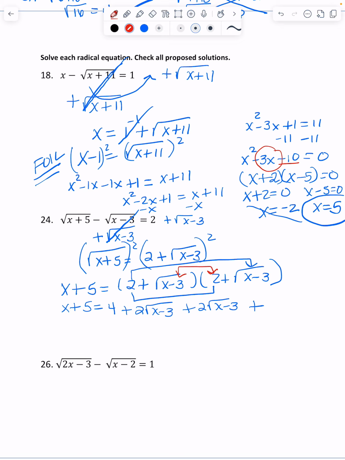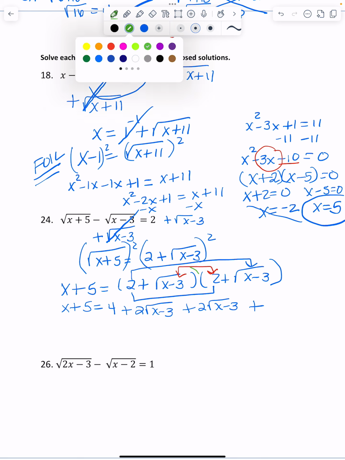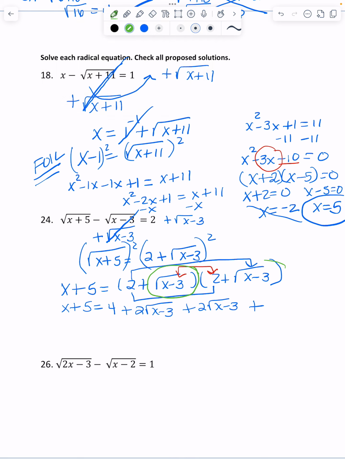And the last terms here, we're taking the square root of x minus 3 and multiplying by the square root of x minus 3. Well, you're squaring the square root of x minus 3. So when you square the square root, you just get that base. Now this looks kind of complicated, but what we're going to do is clean it up as much as possible.